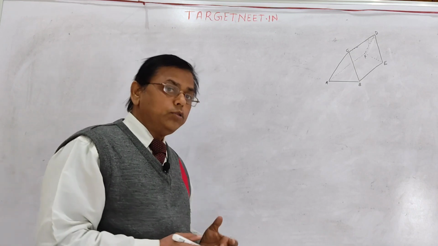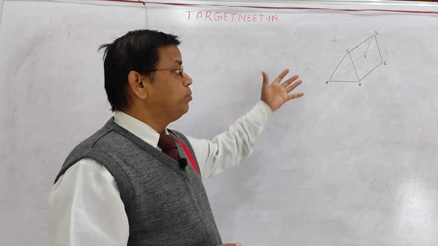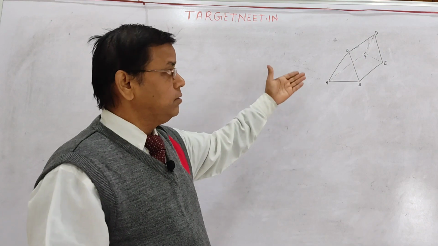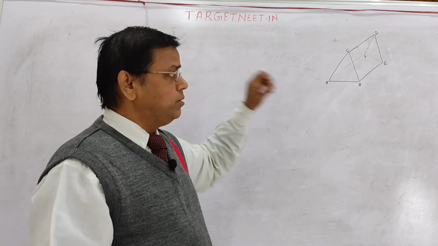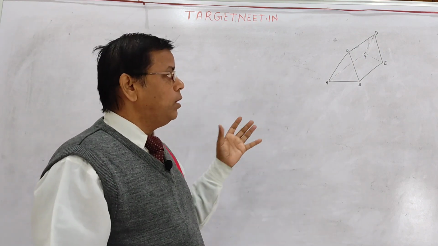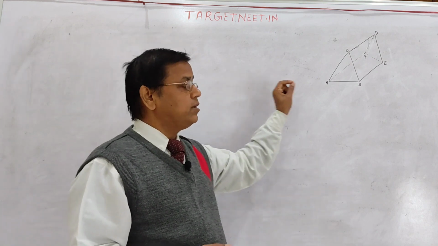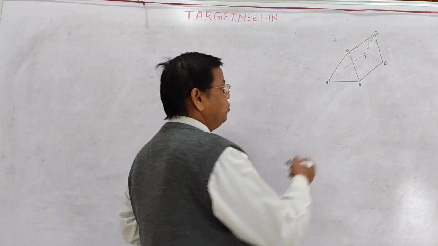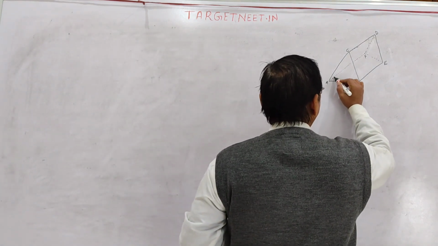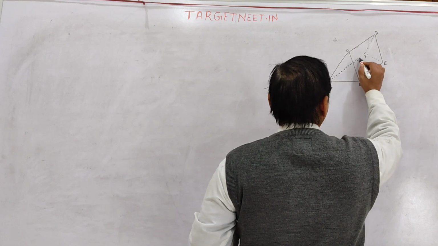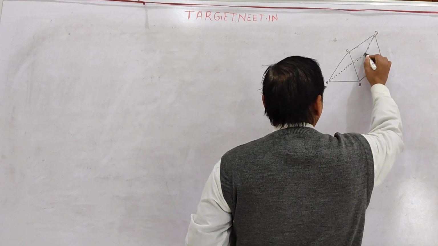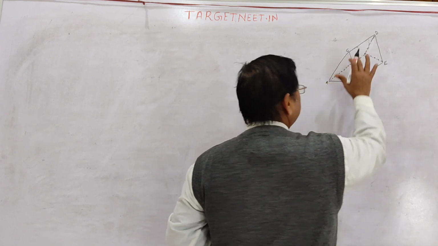Now, refraction through prism. You know, prism is like this. This is a triangular prism. Prism is of so many types, but out of that I am talking about only the triangular prism. You see, this is a triangular prism.